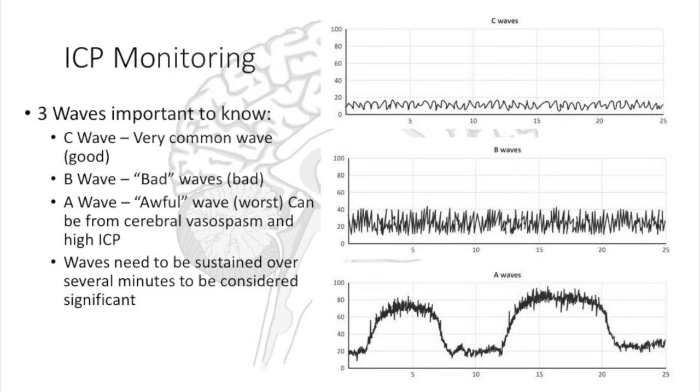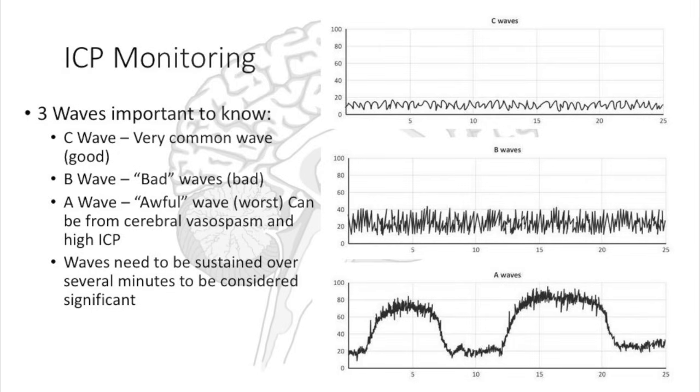The B waves are bad waves. Again, with these waves you're going to make sure first that the transducer is at the right level and that your drain is zeroed. But these are bad. These are fluctuating ICP over time. You've got to think what's causing this. Is your patient in the right position, are they midline? Is the catheter working? And then A waves are awful. This demonstrates at the bottom here a significant variation in ICP pressures. So this is something wrong, and you need to let somebody know immediately.